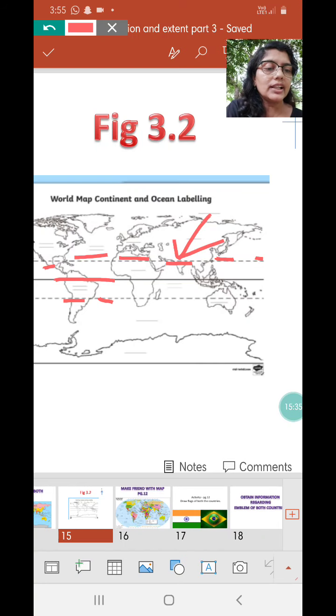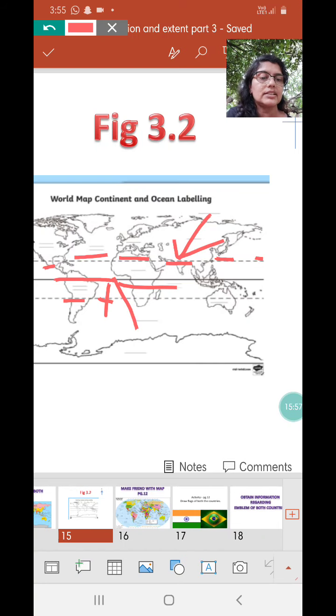The longitudinal extent of Brazil is less than India. We already calculated and we know that it was 69 longitudes for Brazil while only 30 for India. So that is again wrong. It is more. Equator passes through northern part of Brazil. You can look over here.